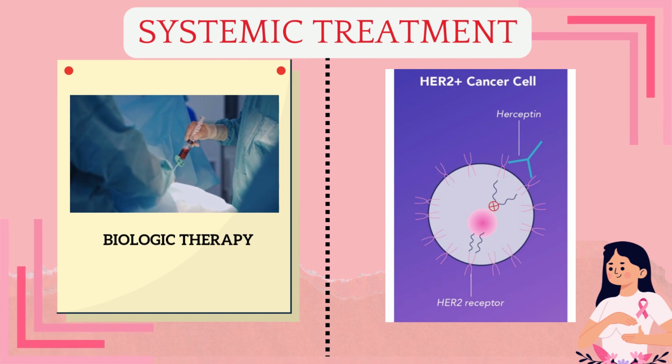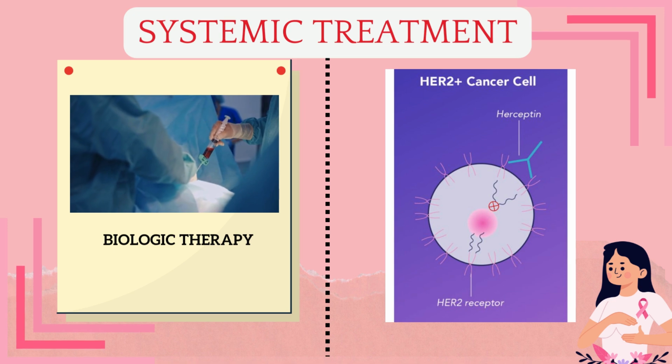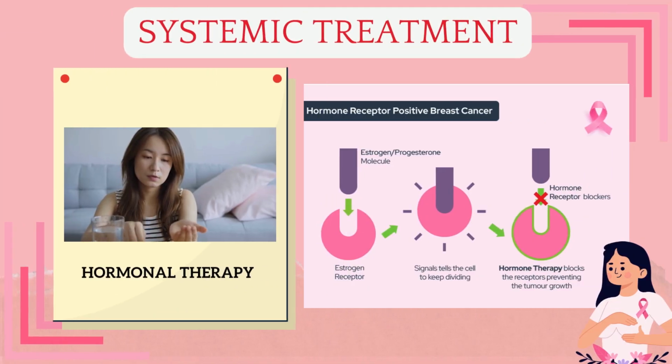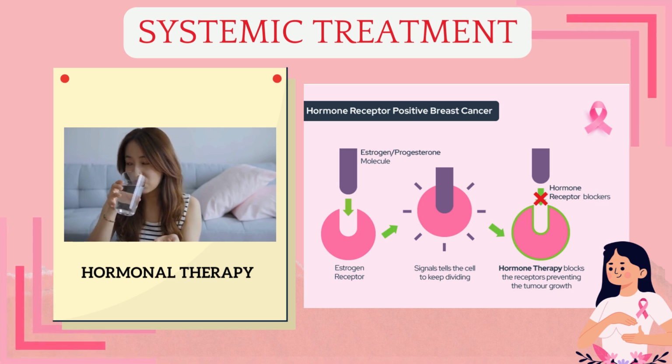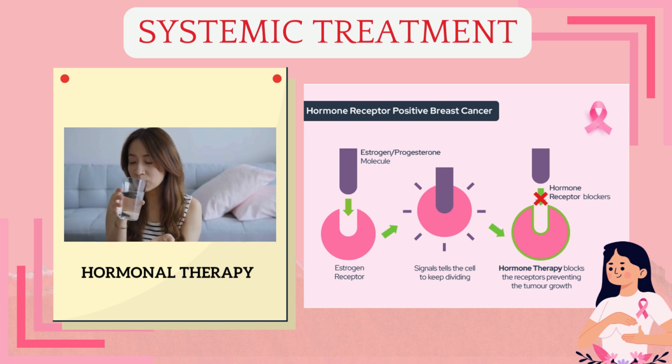Biologic or targeted therapy for HER2-positive breast cancers involves treatment specifically designed to treat the HER2 protein. Hormonal therapy is indicated for all ER/PR-positive tumors, typically after chemotherapy and radiation. Unlike chemotherapy, hormonal therapy doesn't kill cells but keeps them inactive.